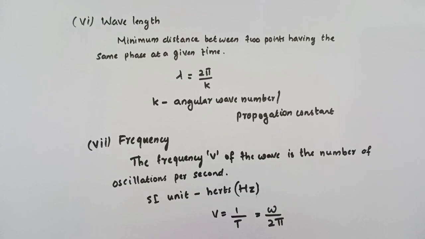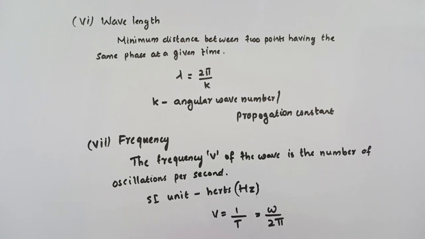Next, we can see wavelength. It is the minimum distance between two points having the same phase at a given time. The wavelength is denoted by lambda. Lambda is equal to 2π/k, where k is the angular wave number or propagation constant.